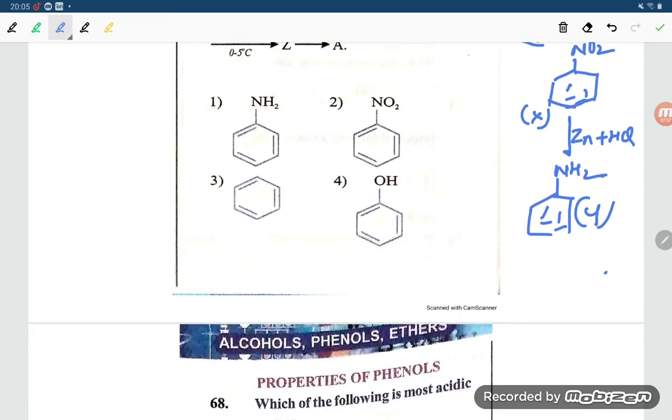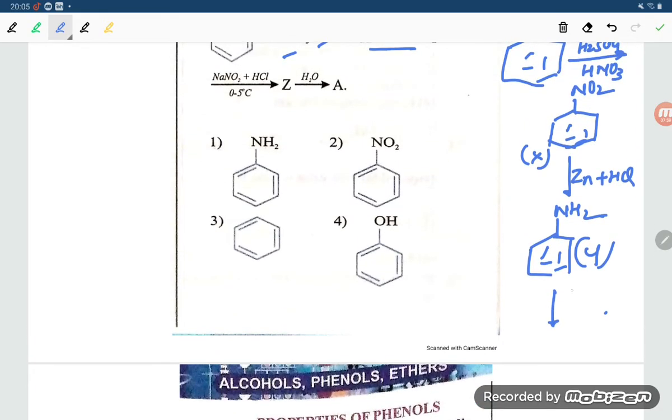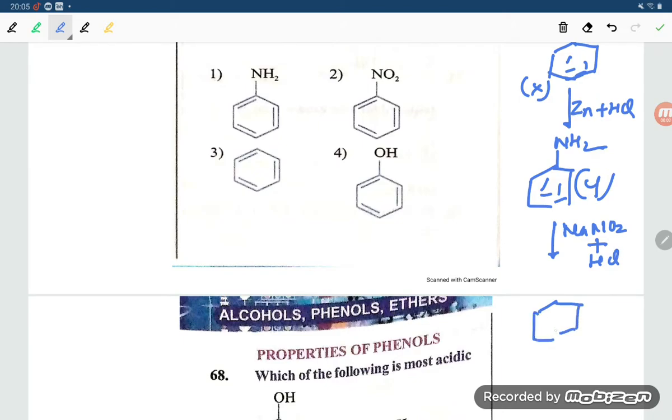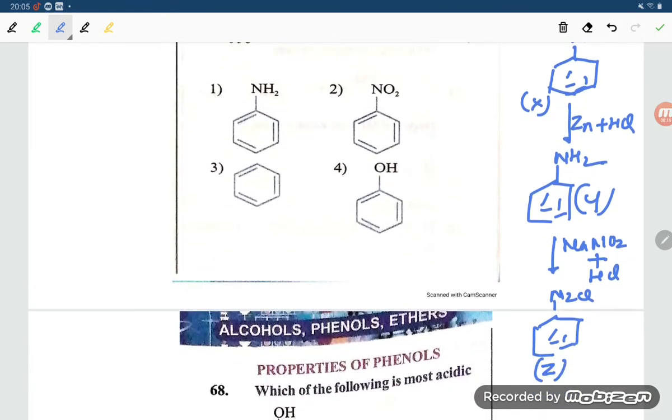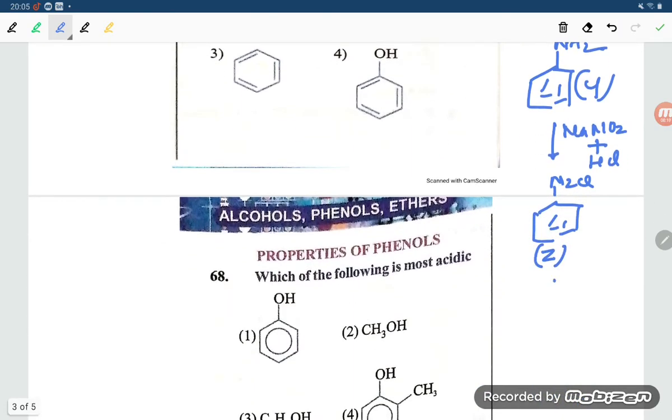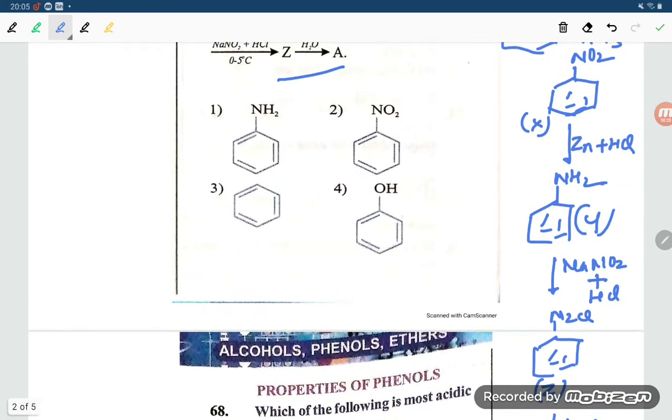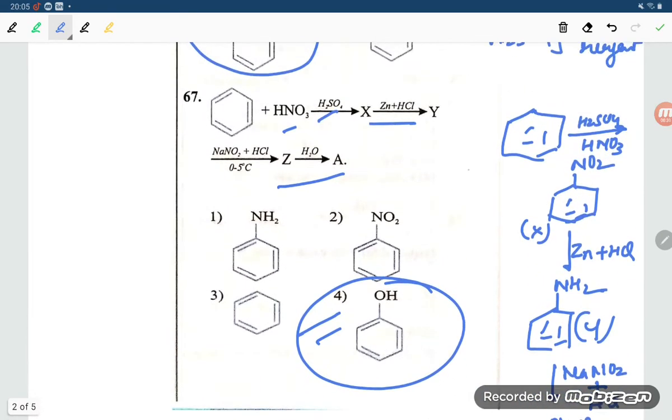And this Y is again getting treated with what, students? Diazotization reaction: NaNO2 plus HCl. So it will give the diazonium chloride, N2Cl. This is the Z compound. This Z compound, on hydrolysis with H2O, what will it give, students? Benzene diazonium chloride will give the phenol. So you can check the correct option. For question number 67, option number 4 is the correct option.